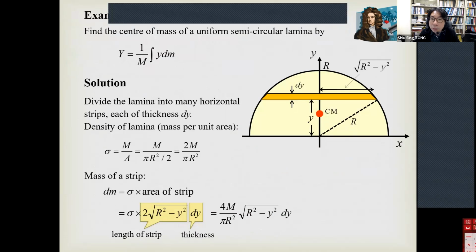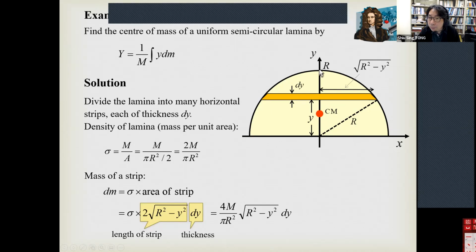Now let's deal with this example. We have a semicircular lamina, a uniform semicircular lamina. It means a thin sheet of material with negligible thickness, and that material takes the shape of a semicircular object. So you imagine now you have a semicircular lamina like this.